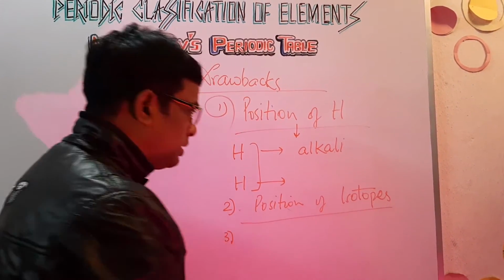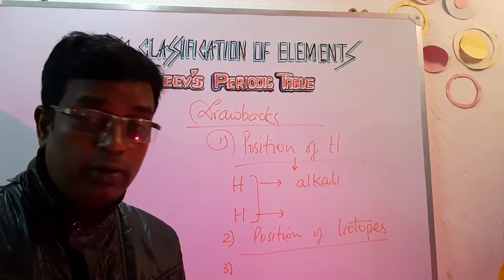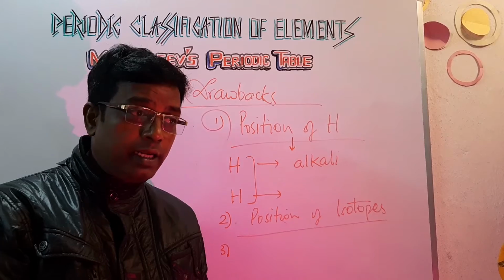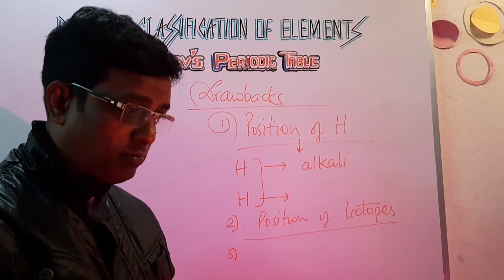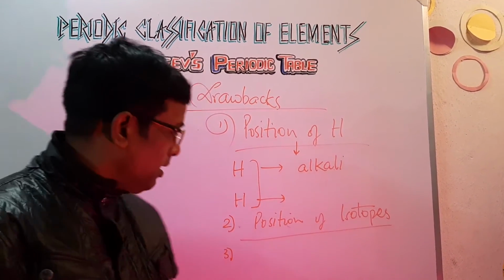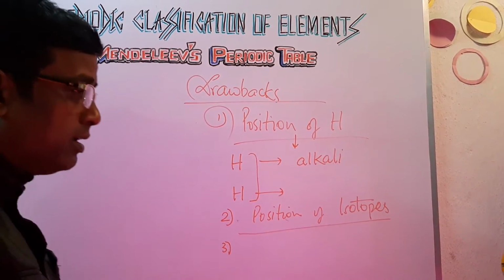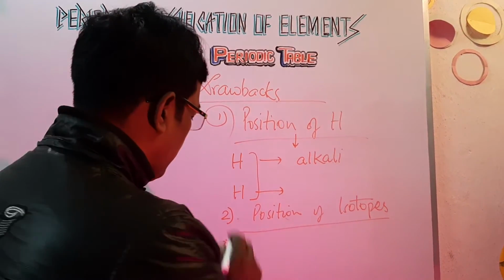Third, only some. Remember, choice of words is very important in boards. Many students write that the elements were arranged in wrong order of atomic masses. Wrong. This answer itself is wrong. Only some of the elements with heavy atomic masses were placed earlier.